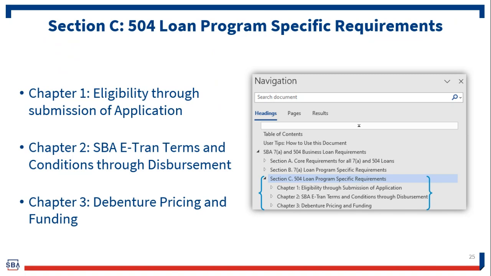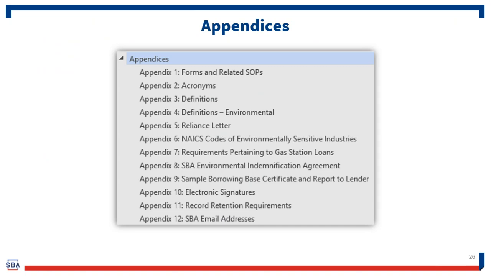Section C contains the 504 loan program specific requirements. And finally, the last section is the appendices. The appendices section has a lot of useful information such as acronyms, definitions, and SBA email addresses. It also includes other important requirements and templates.